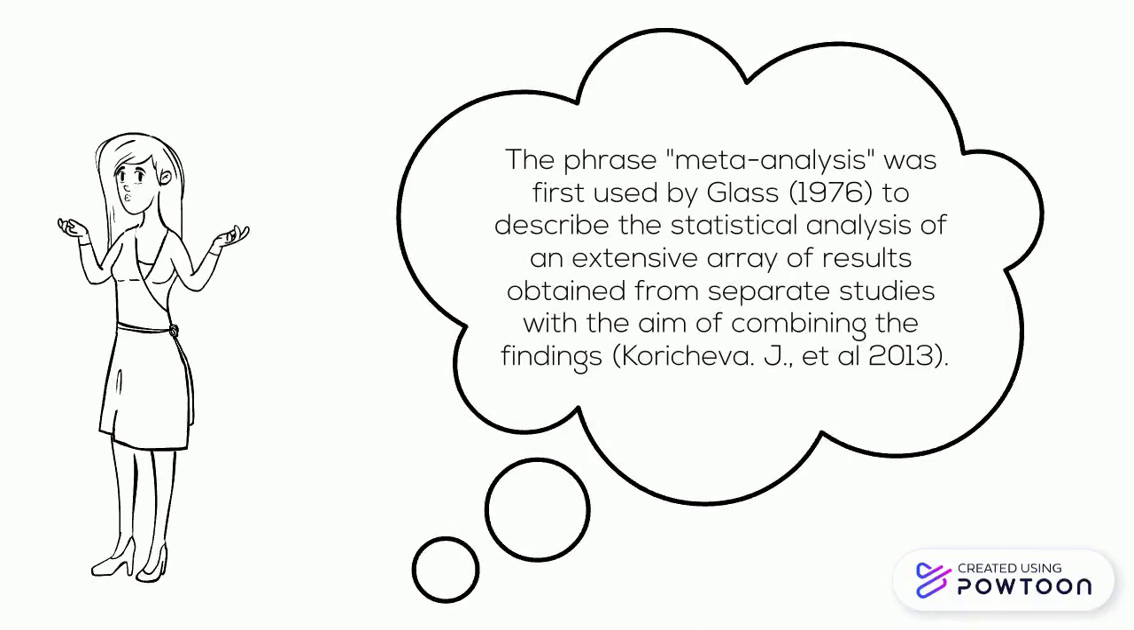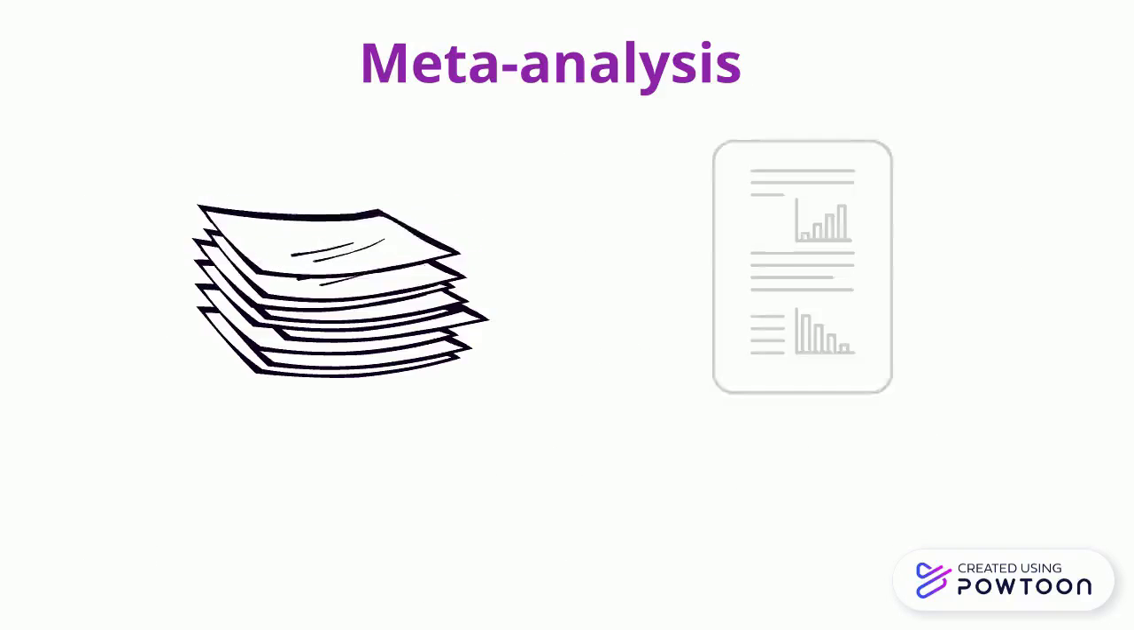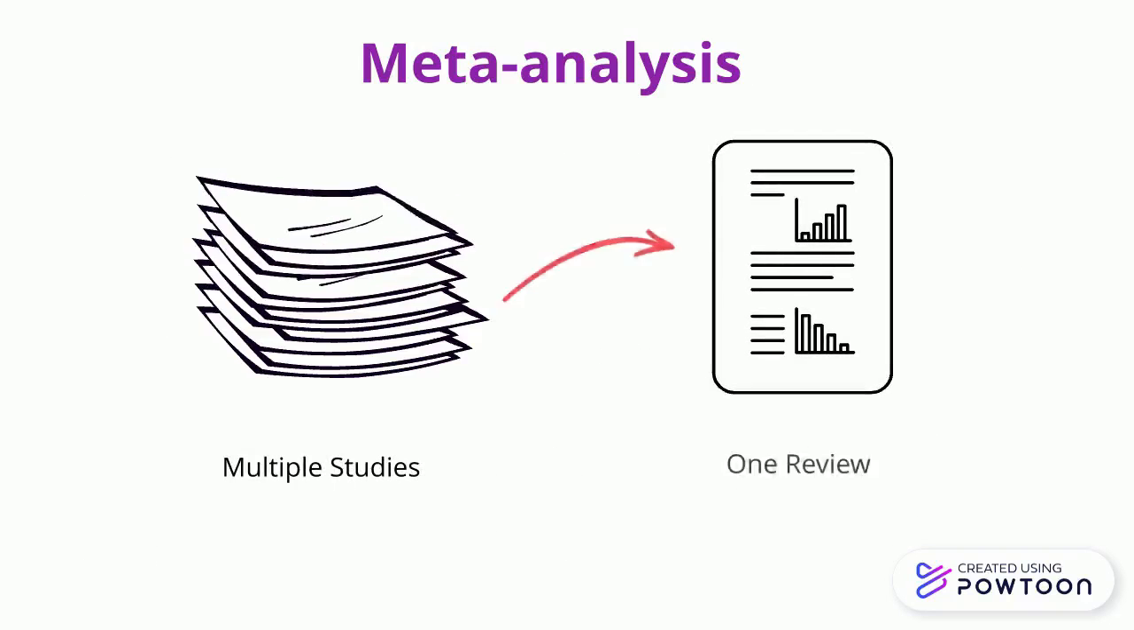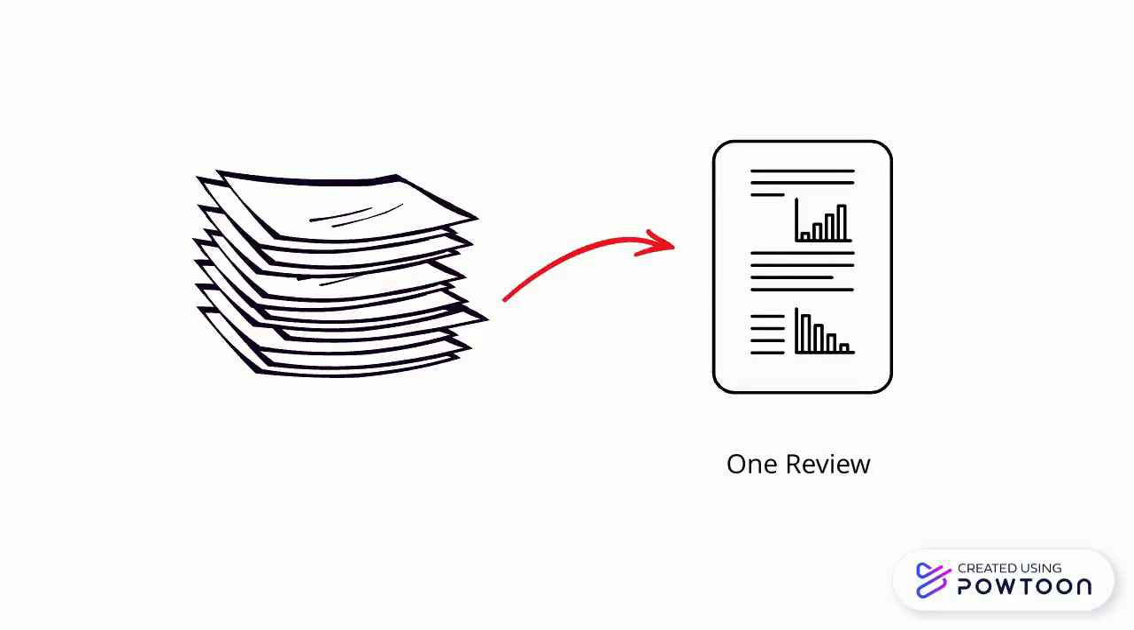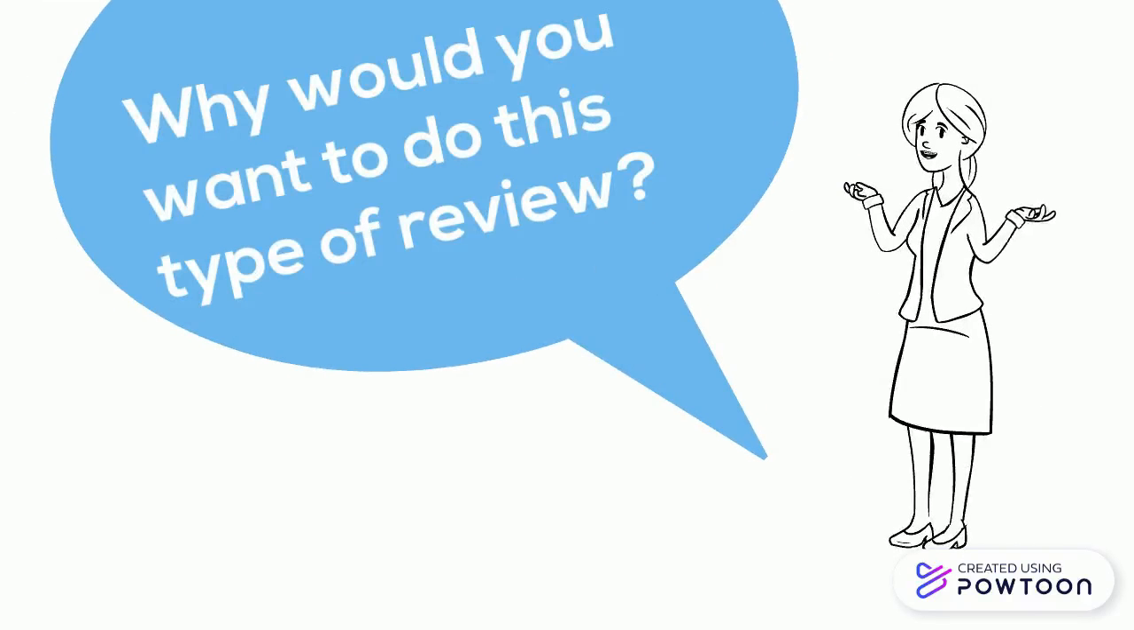What is a meta-analysis? The phrase meta-analysis was first used by Glass in 1976 to describe the statistical analysis of an extensive array of results obtained from separate studies with the aim of combining the findings. Put simply, it is the review of multiple studies combined into the one review. So why would we want to do this type of review?